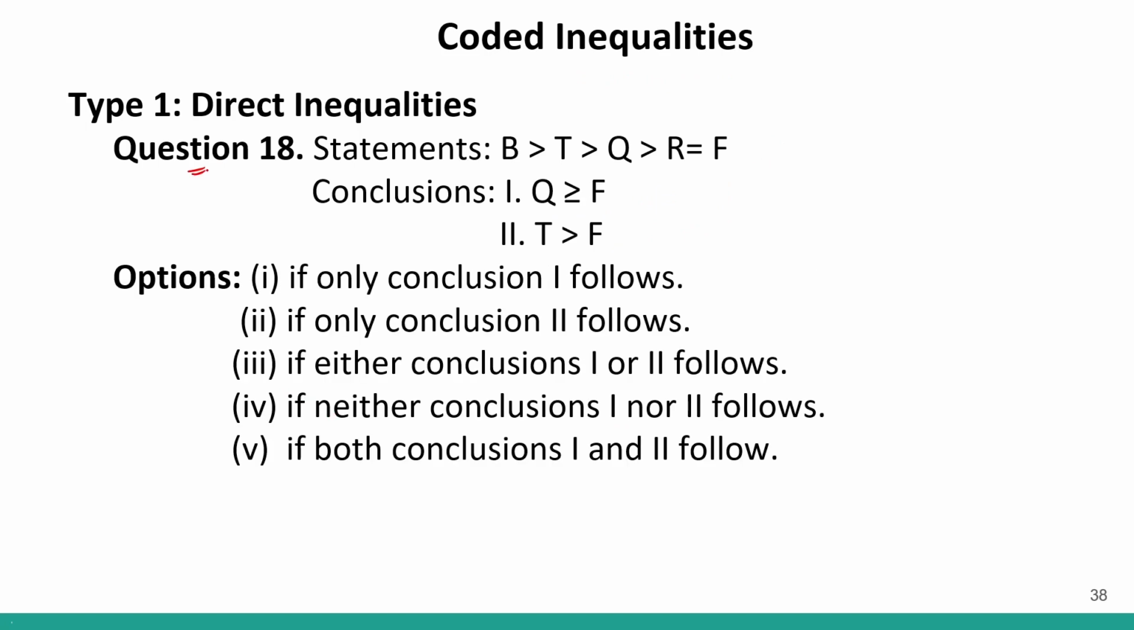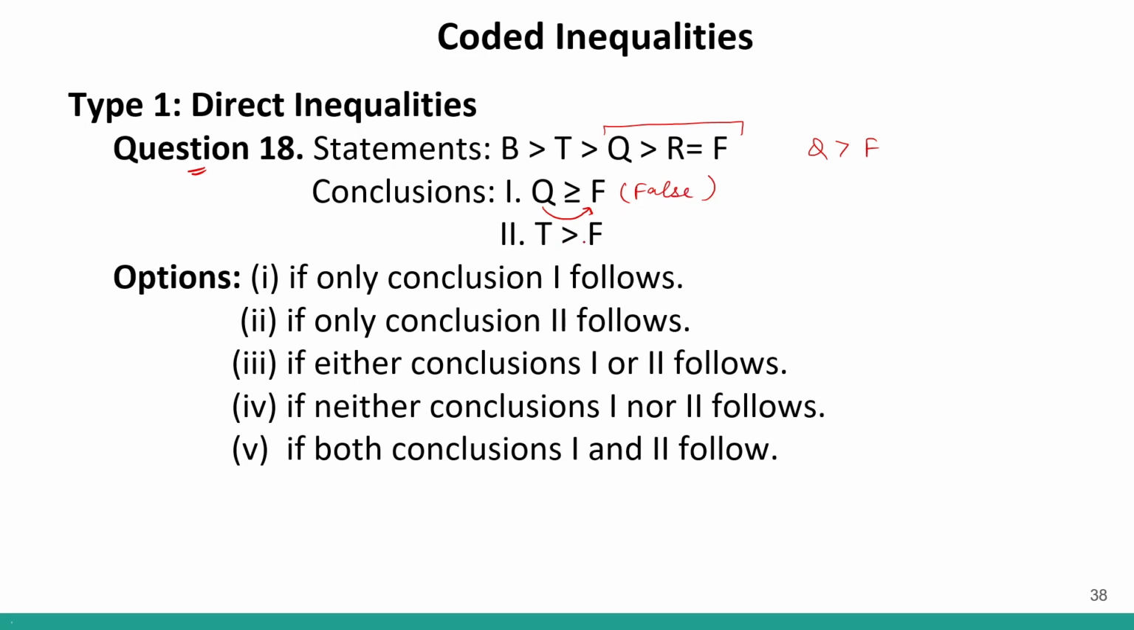Question number 18. First conclusion is Q is greater than equal to F. So we will move from Q to F. So over here I can see that Q is greater than F. But we cannot conclude that Q is greater than equal to F. Therefore this will be false. Correct? This will be false.